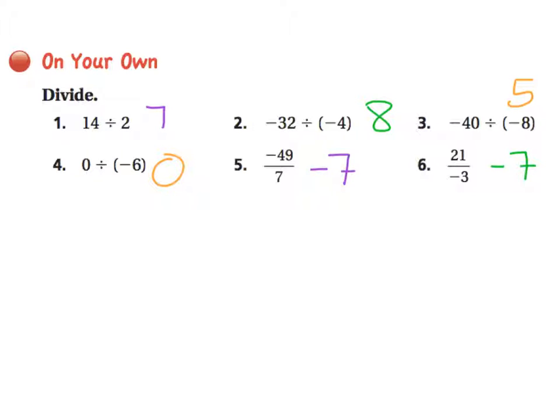So for number 1, 14 divided by 2 is 7. Number 2, a negative 32 divided by negative 4 is positive 8. Number 3, negative 40 divided by negative 8 is positive 5. Number 4 is 0 divided by negative 6, which equals 0. Number 5, negative 49 divided by 7 is negative 7. And number 6, 21 divided by negative 3 is also a negative 7.